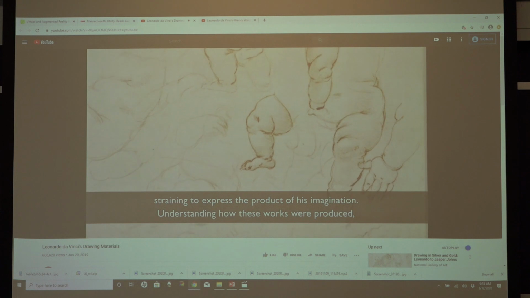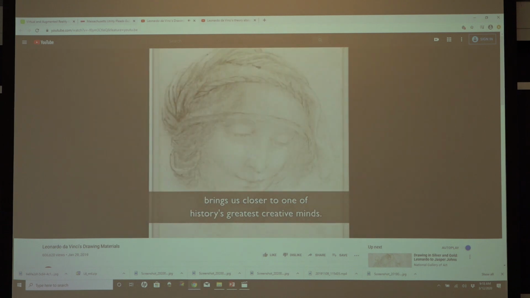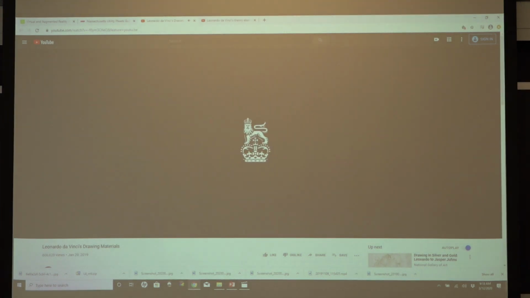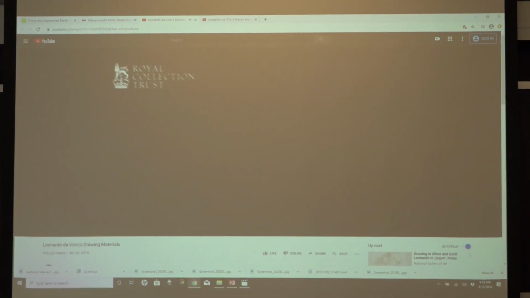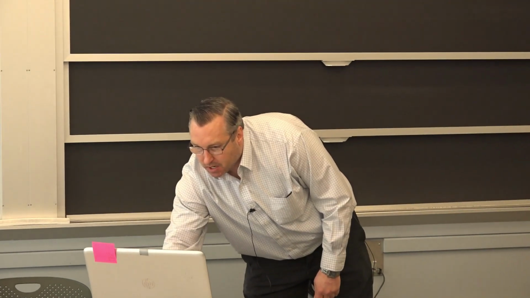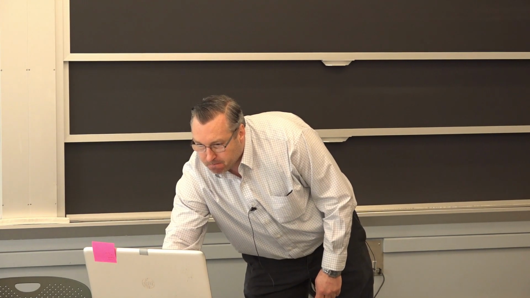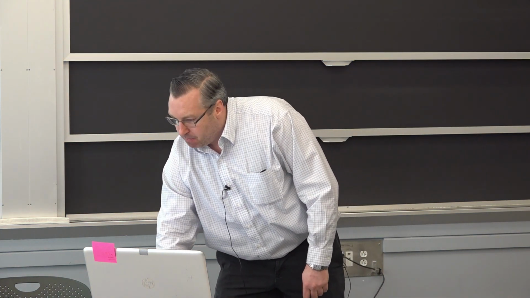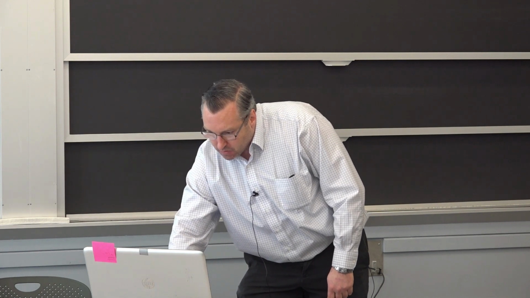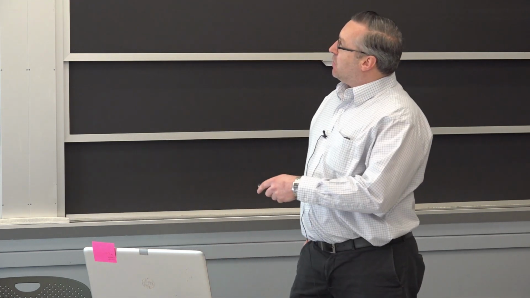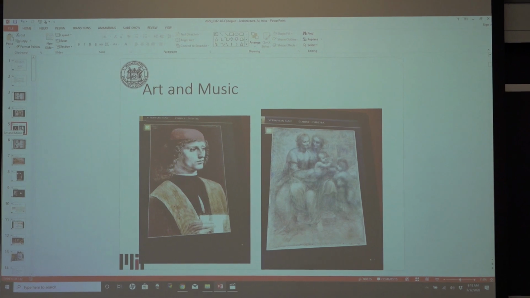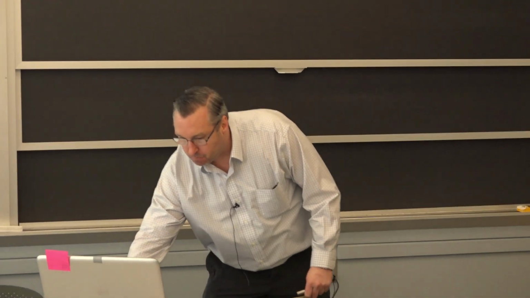Understanding how these works are produced in this process. So that was from the Royal Collection Trust, and I actually thought it was a good representation of what the materials were at the time. So to tie that back in, as I said, this was about 56 inches by 41 inches in size scale, which is quite larger than the Mona Lisa if you look at them next to each other.